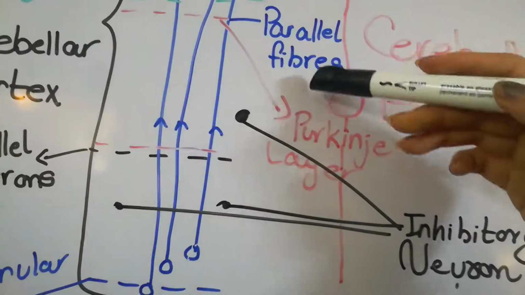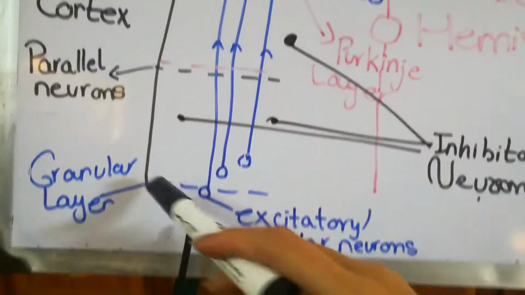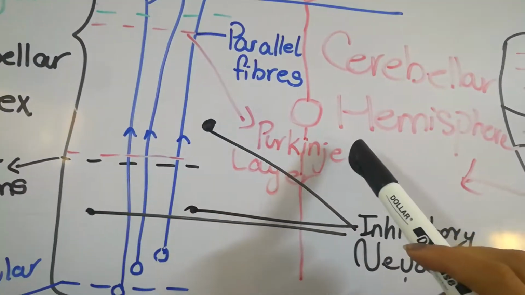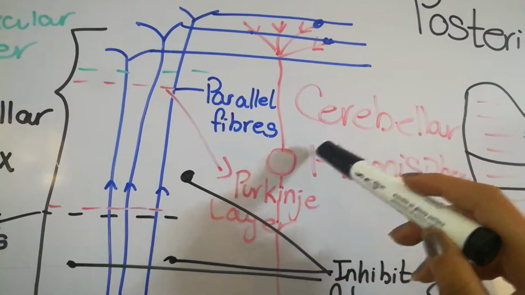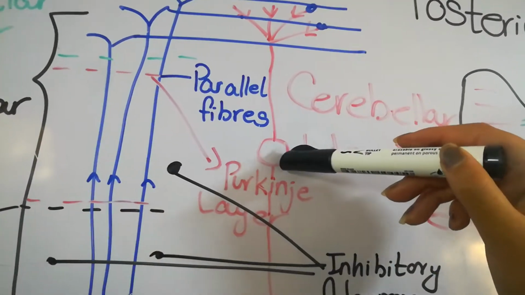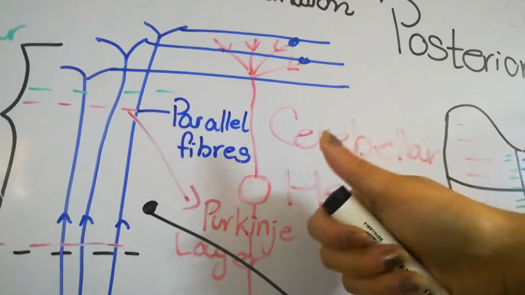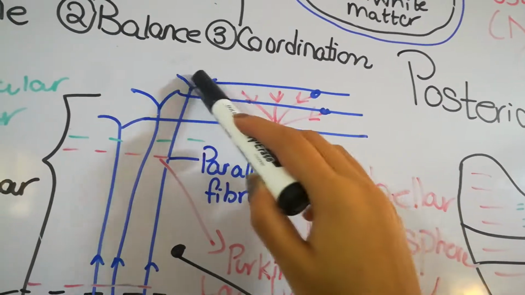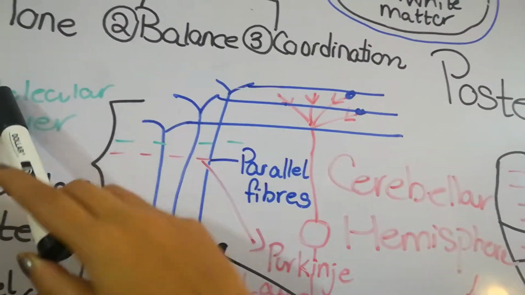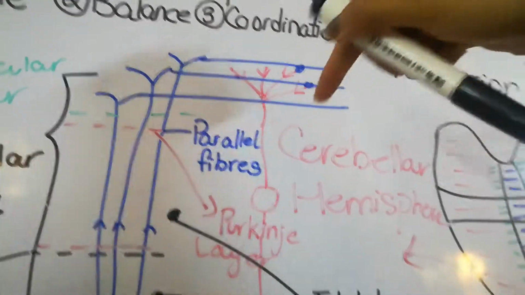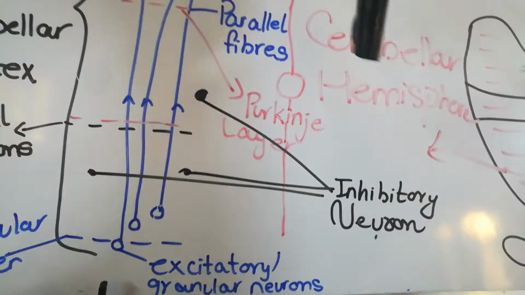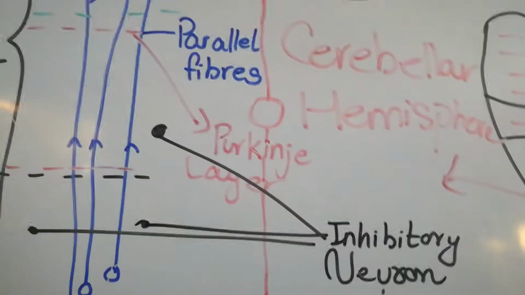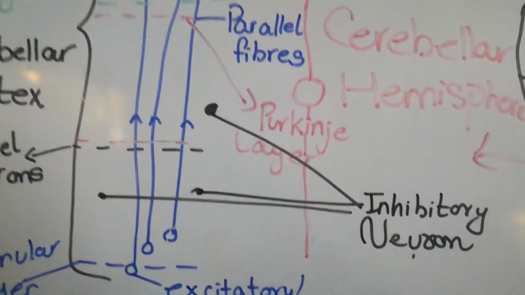Then, in between the molecular and the granular layer, you have your Purkinje layer, the middle layer, which has its own neurons called the Purkinje neurons. The Purkinje neurons send branches of their dendrites up into the molecular layer where they give branches and form synapses with the parallel fibers of the molecular layer. But they will only send one axon down to the excitatory neuron, where they will go to the motor neuron and perform their function.